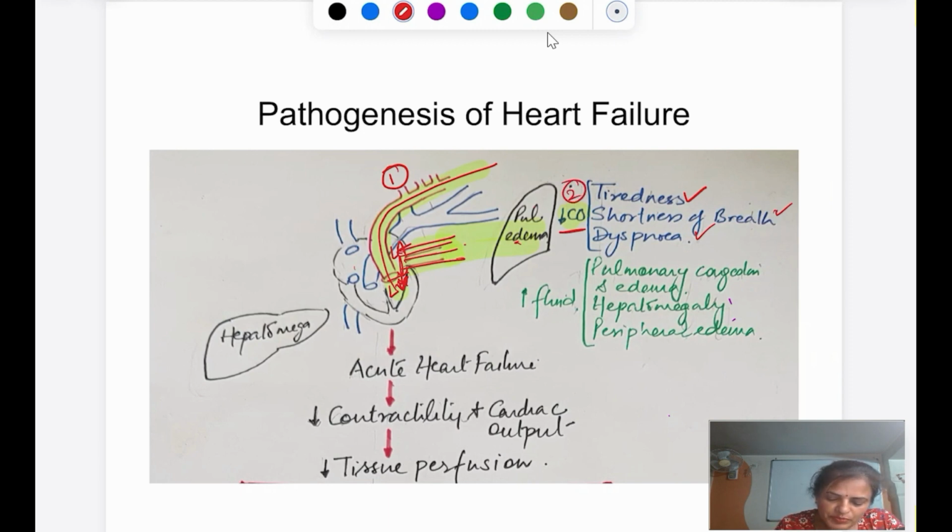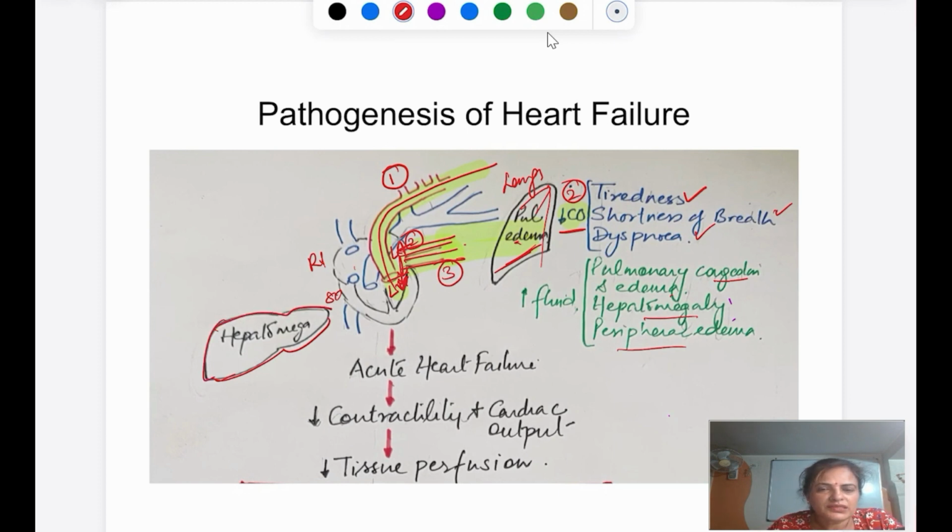Now, if it is not able to pump the blood, then second thing is it won't be able to receive the blood from the left atrium. Then left atrium won't be able to receive the blood from the pulmonary veins. Then blood will be where? It will be accumulated in the lungs. That leads to pulmonary congestion. And if the same thing happens on the right side, then what will happen? The person will have a peripheral edema and hepatomegaly.